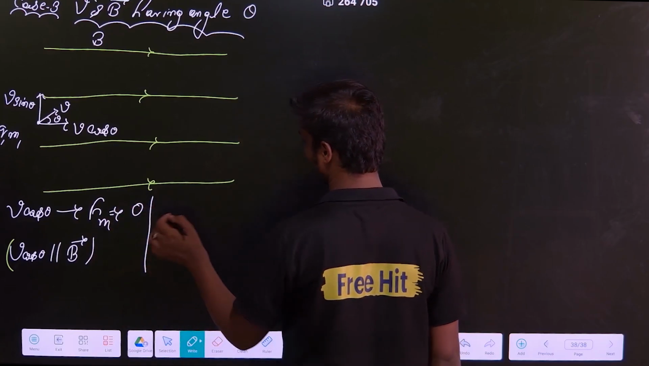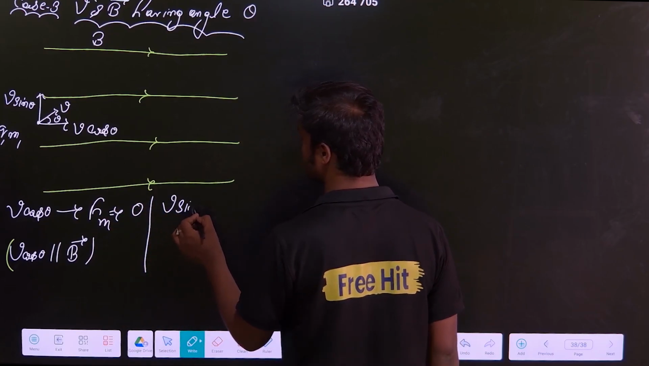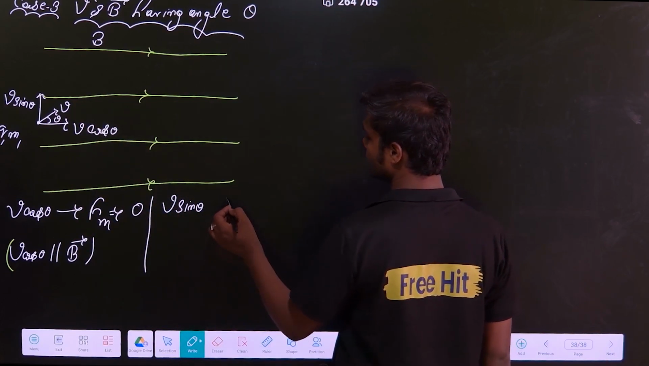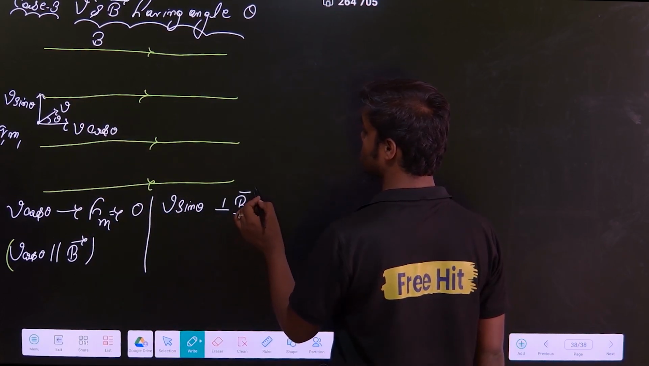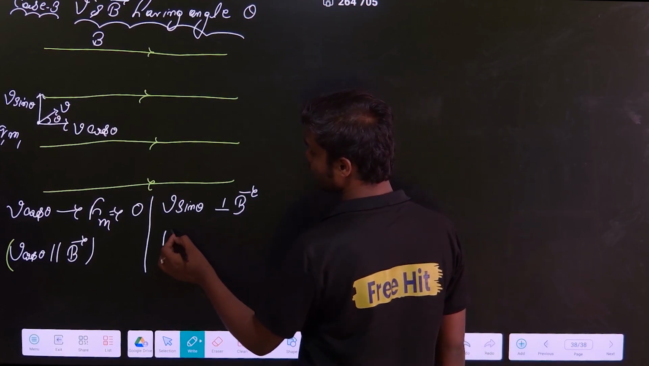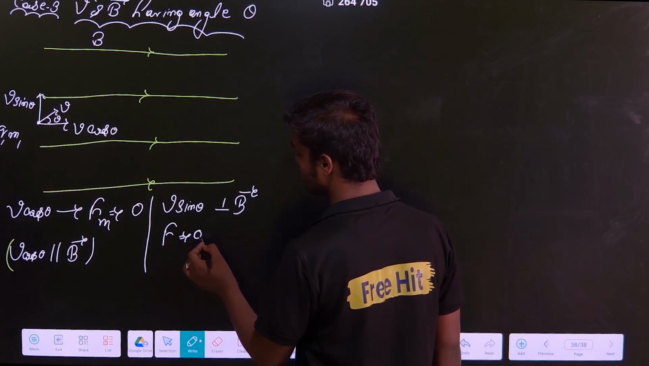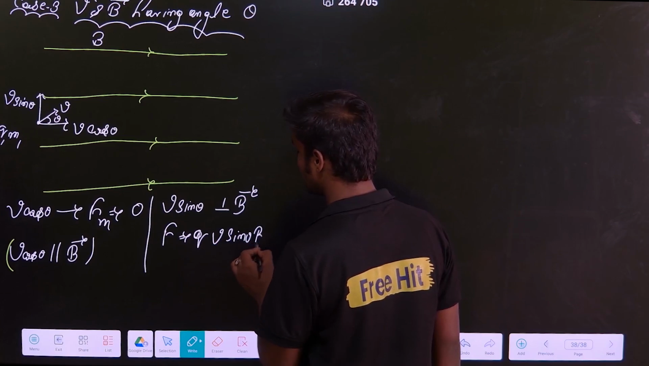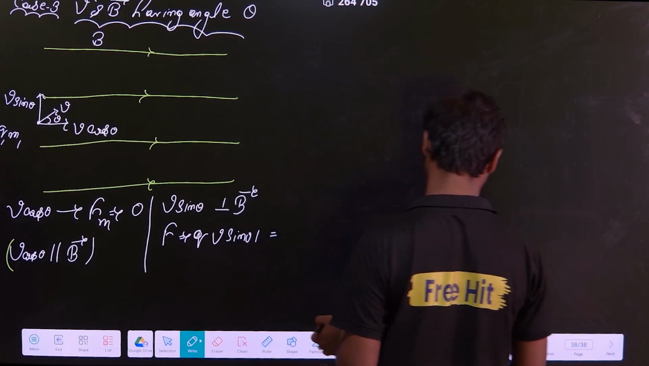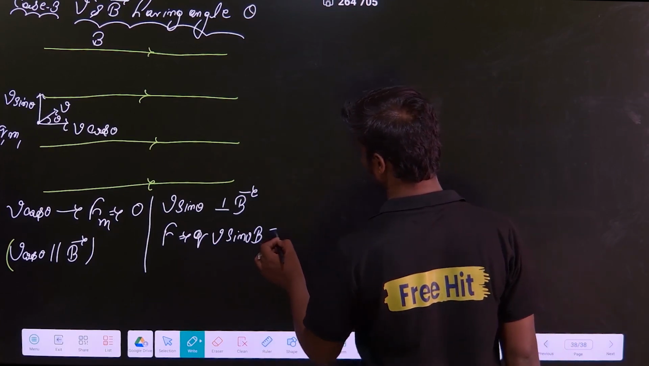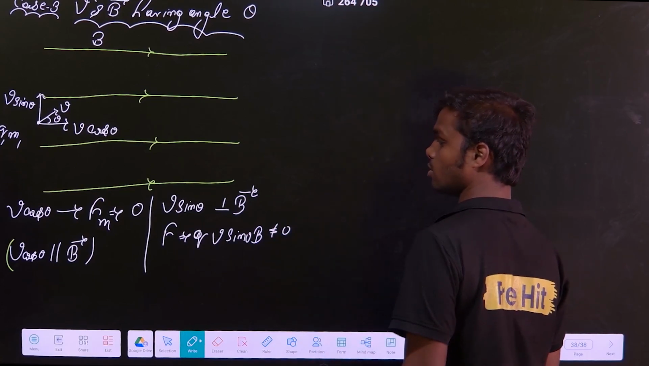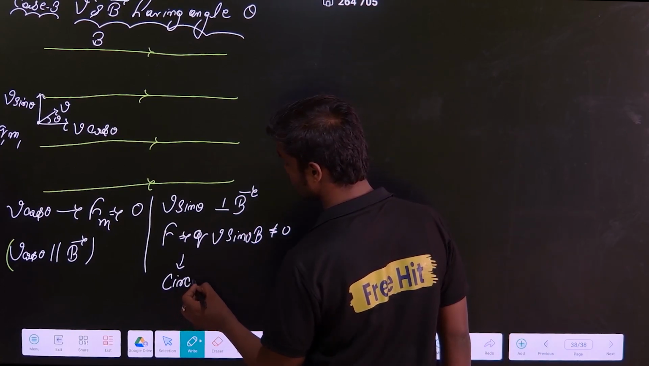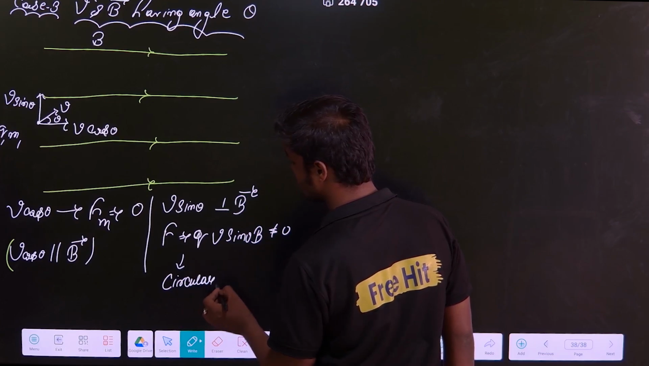Okay, but there is also another velocity component, the v sin theta. Now what about v sin theta? In v sin theta you can see it is perpendicular to the magnetic field. If it is perpendicular to the magnetic field, then what is the force? The force will be q into v sin theta into B. Obviously this force is non-zero. So due to this the motion will be a circular path.